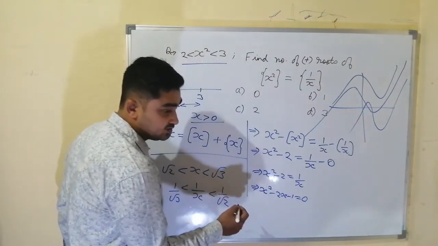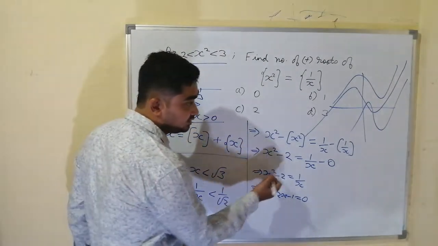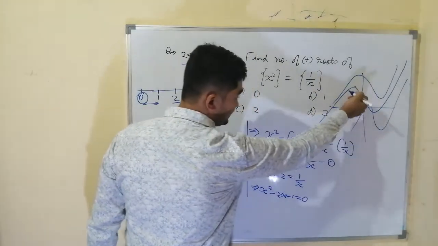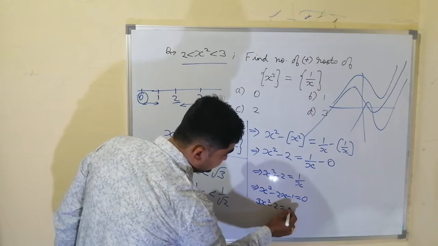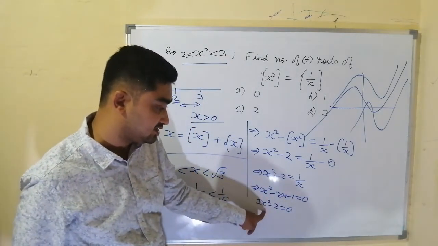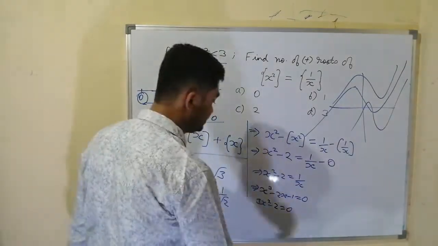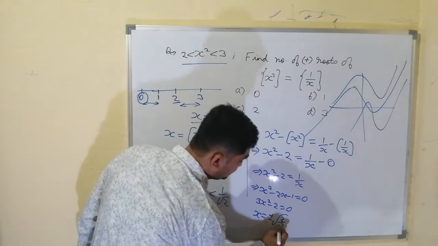Let us differentiate this to find the minimum and maximum values of this function. Here we have minima, here we will have maxima. So what is the derivative of this? 3x square minus 2. Let us put this derivative equal to 0. So this derivative is 0 whenever x is plus root 2 by 3 or minus root 2 by 3.